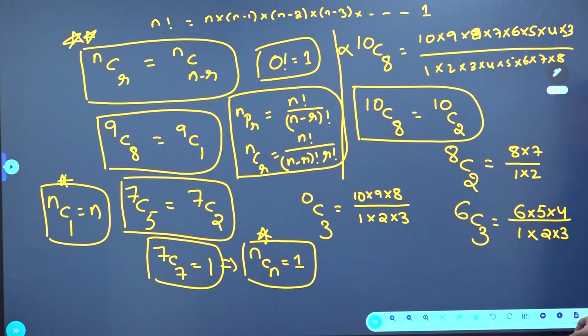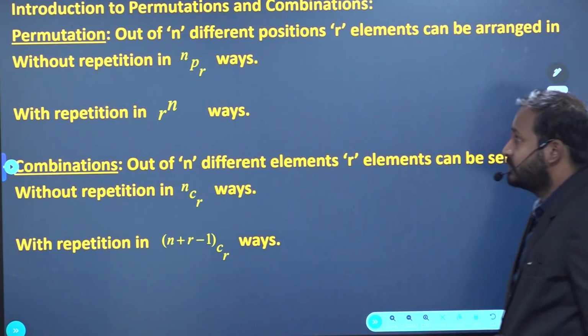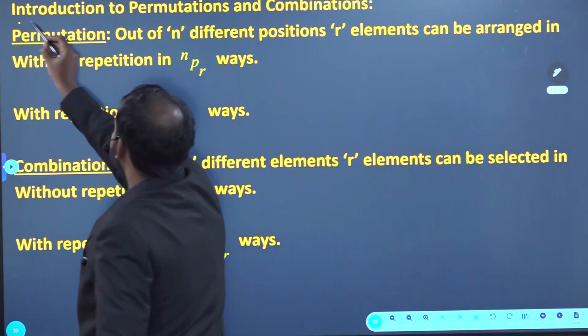Okay, now we will go to our concept. Now see here, what is permutations?